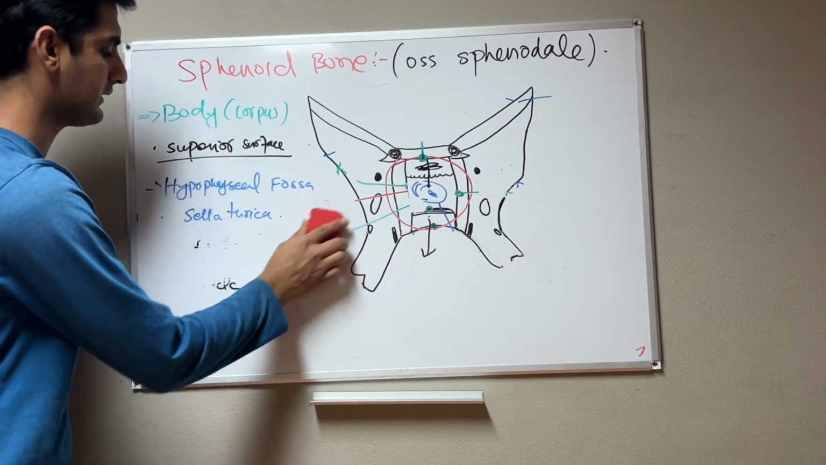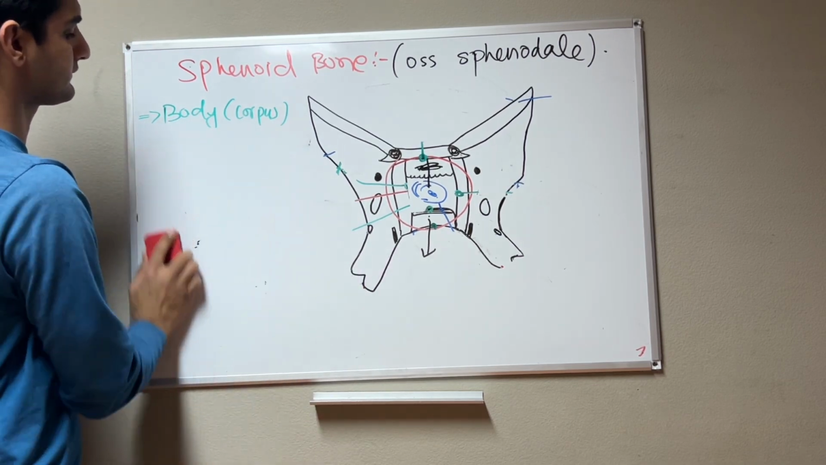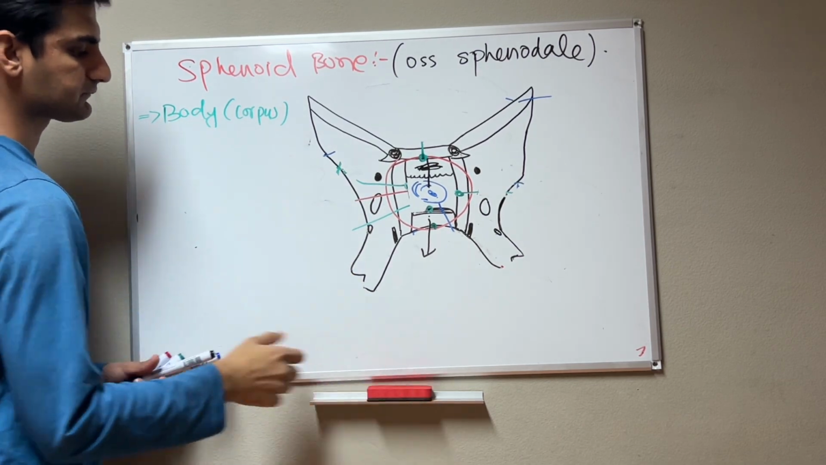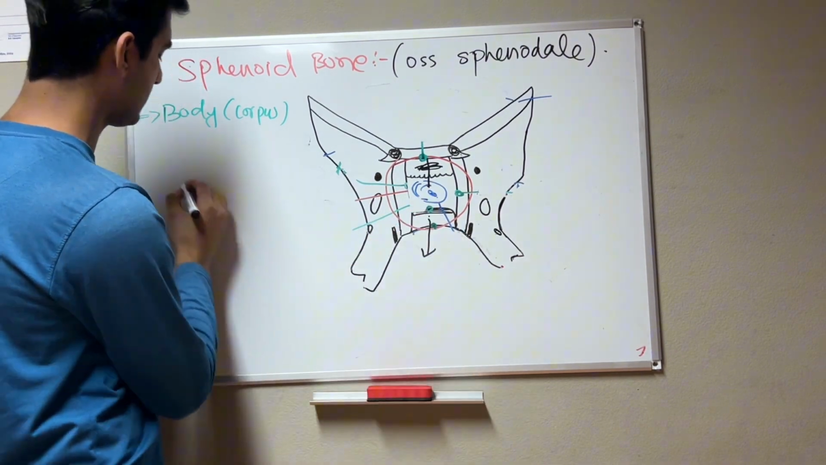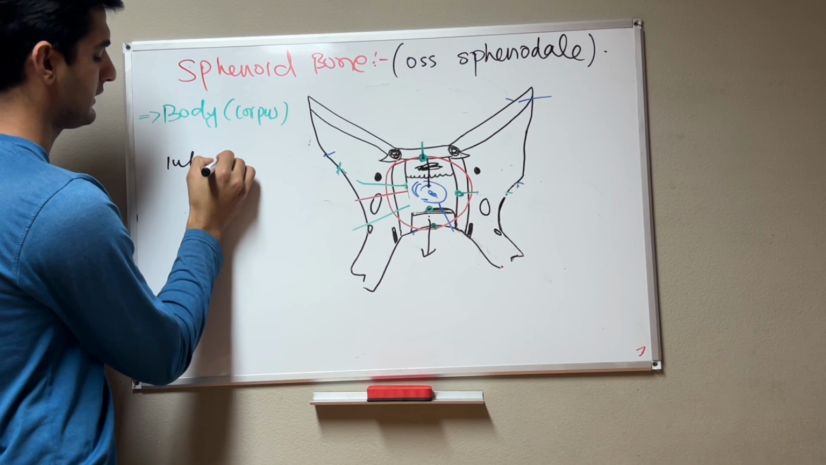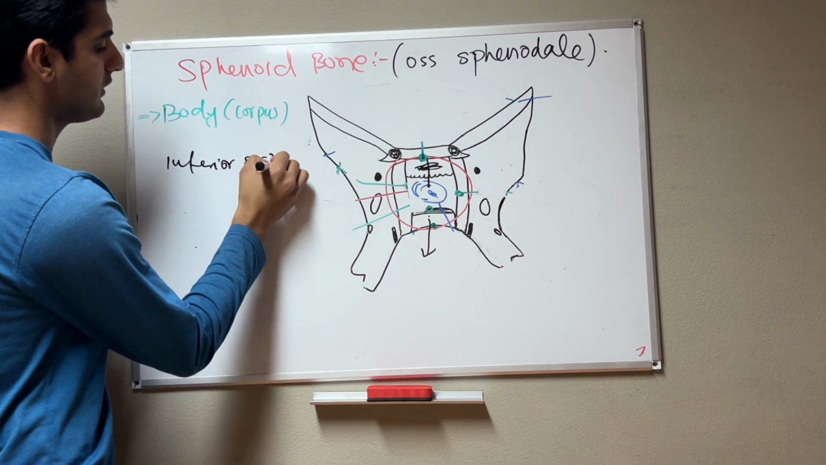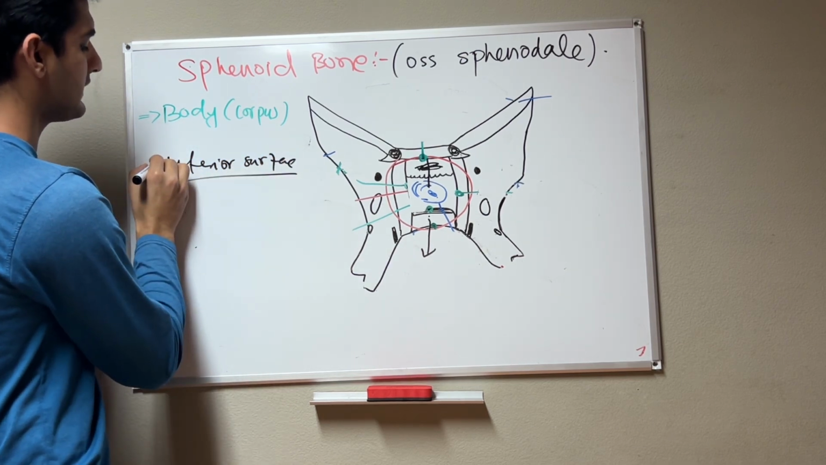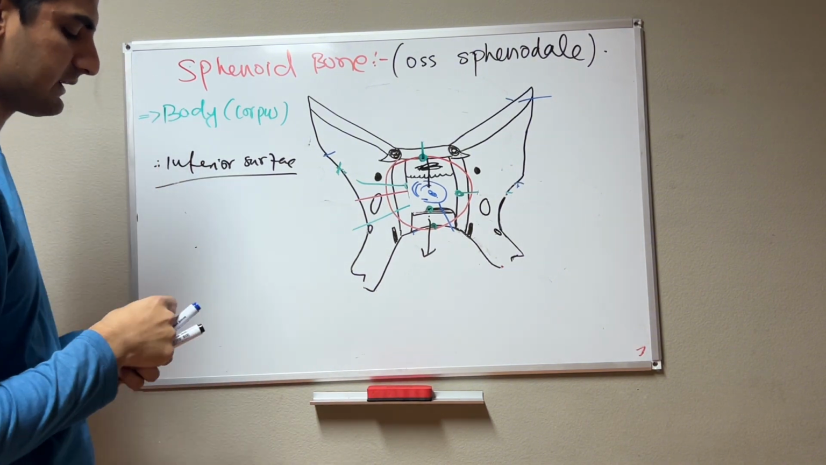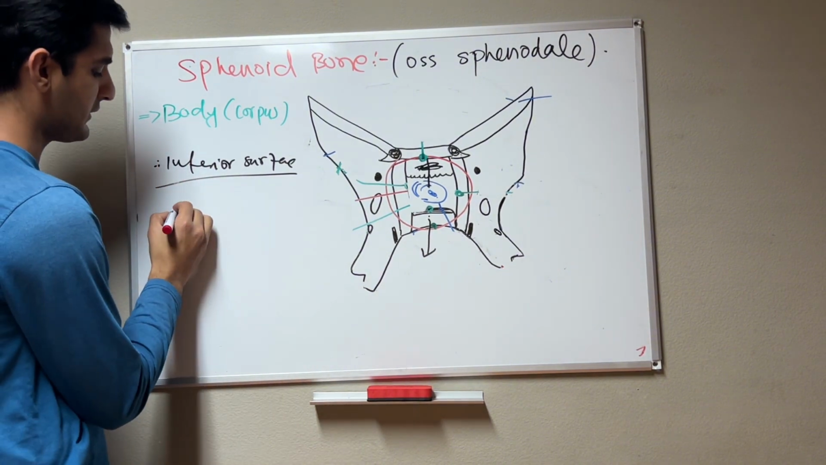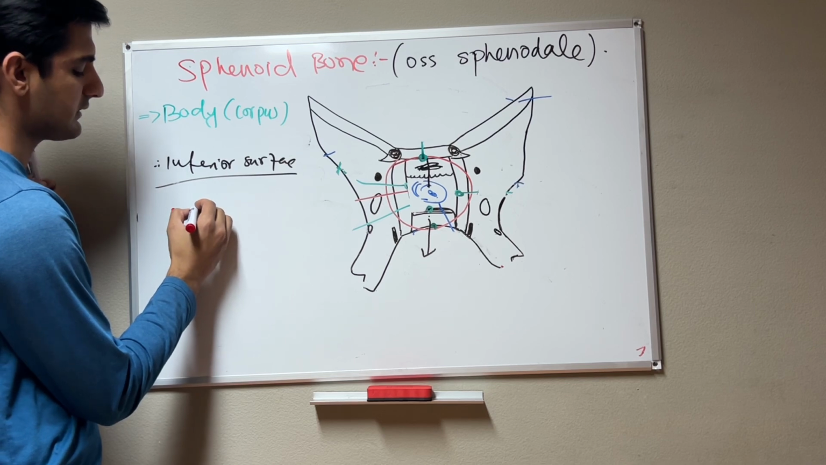Now the next surface we will discuss is the inferior one, which I told you is at the back. On the inferior surface there is also a connection, where the vomer bone is located. There we have only one formation. Which formation?